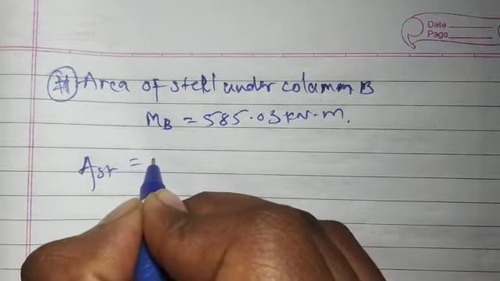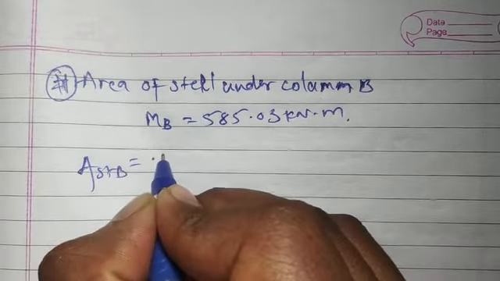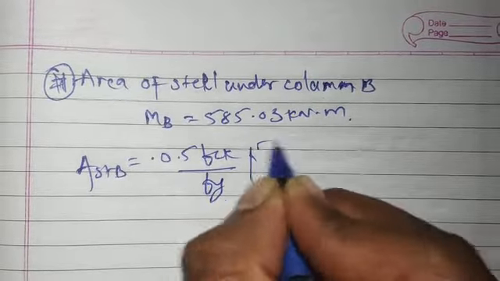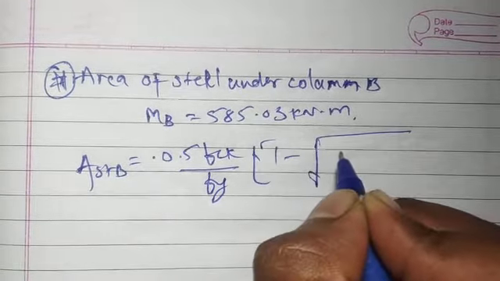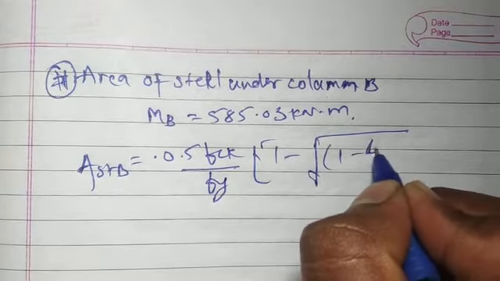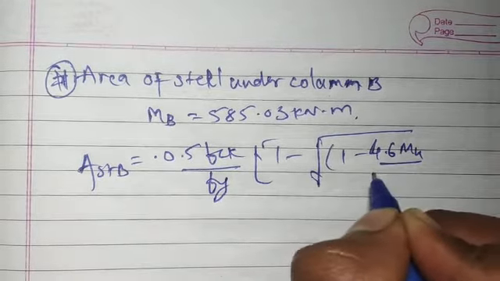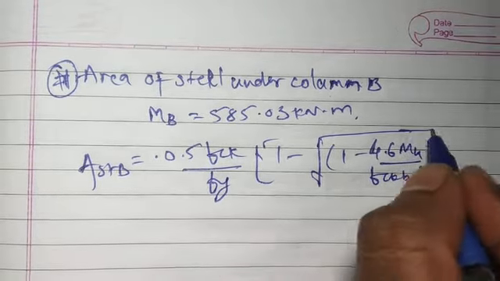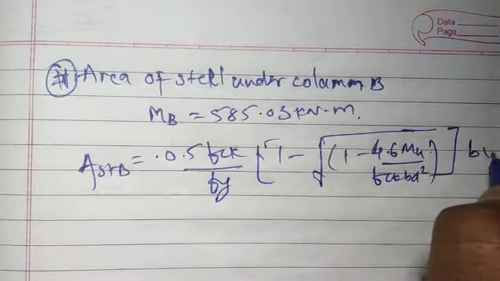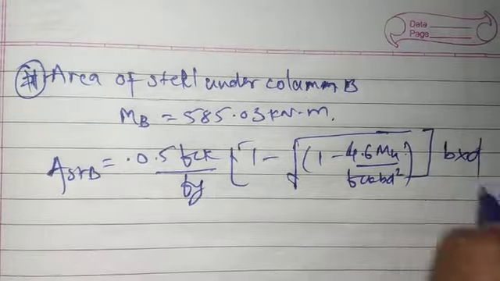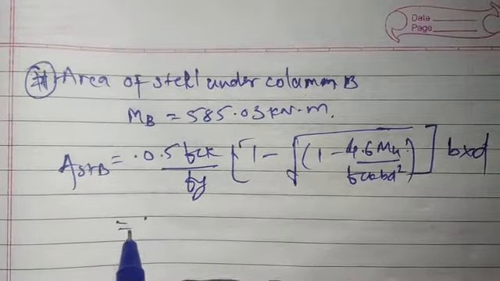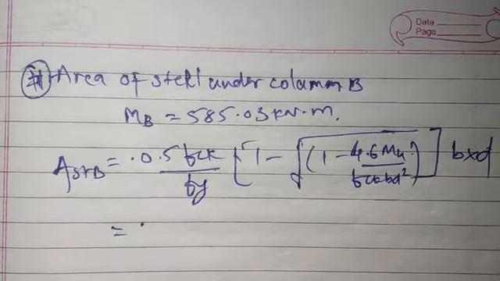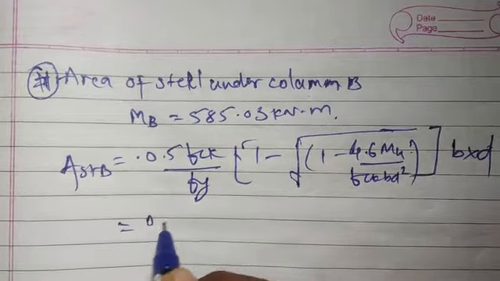AST B equals 0.5 FCK divided by Fy into bracket 1 minus square root of bracket 1 minus 4.6 Mu divided by FCK BD square, then B into D. So this is the formula. If you substitute all the values correctly, you will get the answer. I'll write all the values once again.